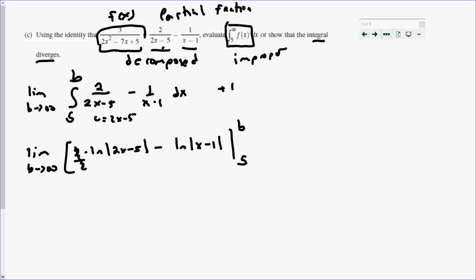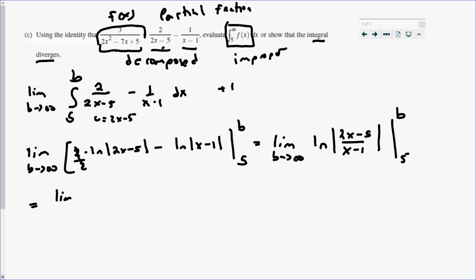They just cancel out. Optionally for us, because it's natural log, I am going to use a natural log property right here. I'm going to write this as a single fraction. This becomes the natural log of 2x minus 5 over x minus 1 from 5 to b. And if we evaluate that integral, we're going to get the limit as b goes to infinity of the natural log of, let's go ahead and do our FTC. This becomes 2b minus 5 over b minus 1.